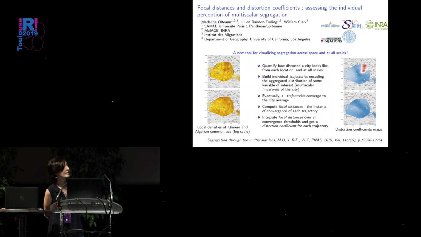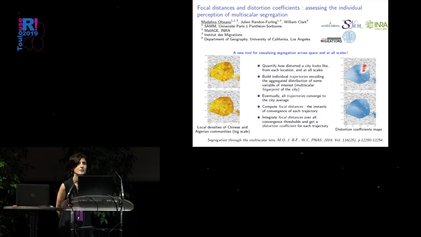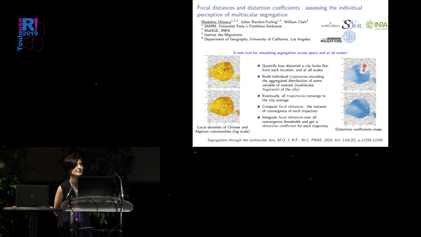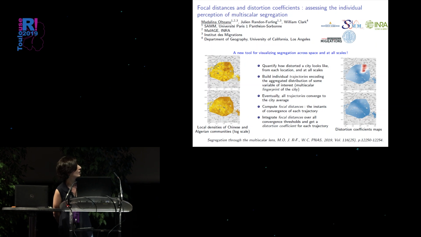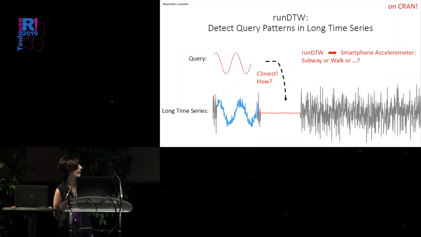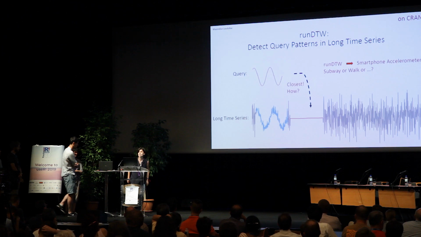Hi, so my colleagues and I, we are working on a topic which is quite challenging for social scientists and policymakers, which is understanding inequalities, and more particularly spatial inequalities and residential segregation. And we are working with a new method implemented in R, which is aimed at measuring segregation across all scales and across the city. So we build maps of distortions which tell you how distorted the city looks like from every point of it. So let's meet at my poster.